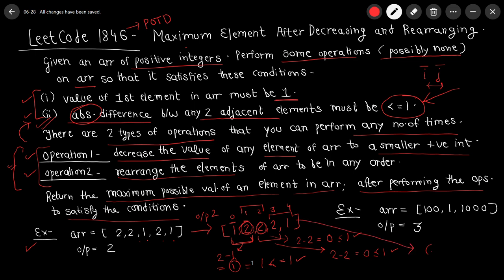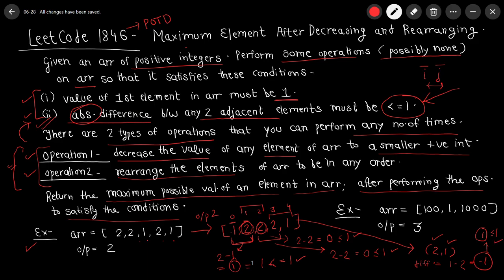Then we go to the last pair. So it's 2 comma 1, right? So the difference would be the second one minus the first one. So it's 1 minus 2, which is minus 1. But we also need to take the absolute. So the absolute of minus 1 is 1, which is again less than or equal to 1. So this pair is also fine.